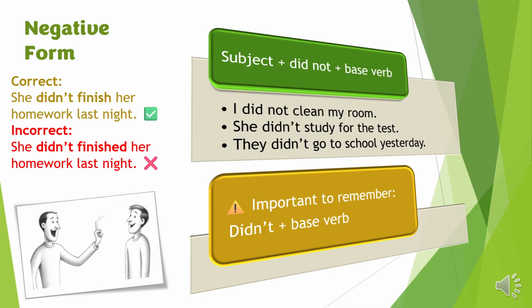For example, she didn't study for the test. They didn't go to school yesterday. So remember, didn't plus the base verb.